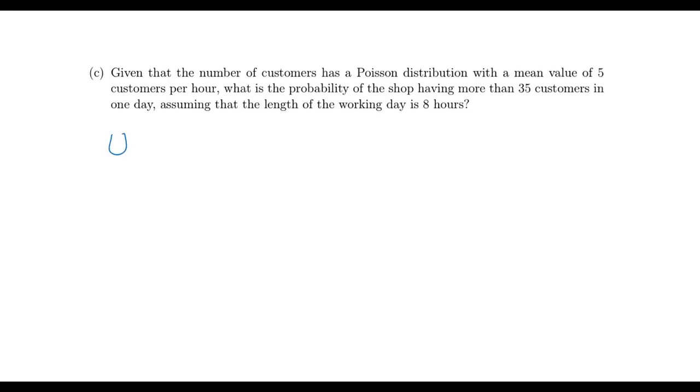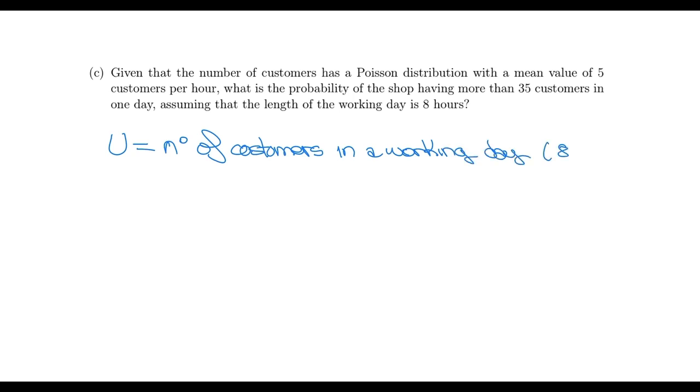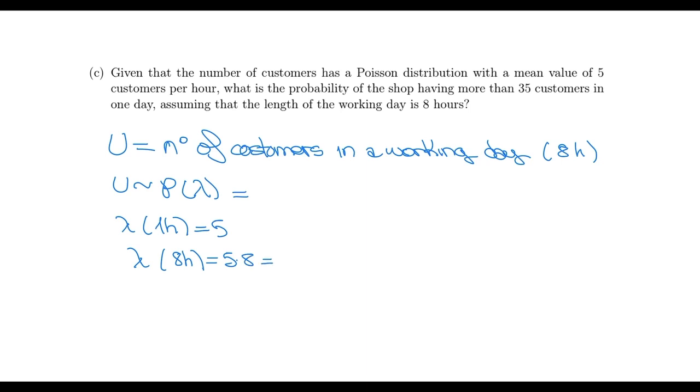Now, the problem we have is finding out the probability of the shop having more than 35 customers in one day. We use Poisson distribution since we are referring to a period of time. First of all, we define the new variable U, which means number of customers in a working day, assuming it lasts 8 hours. We have to substitute lambda in the distribution function. For that, we calculate the mean for the whole working day, knowing that for 1 hour is 5. So we got lambda equal to 40.